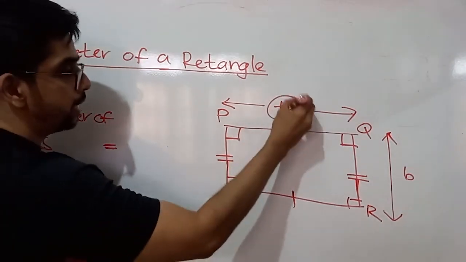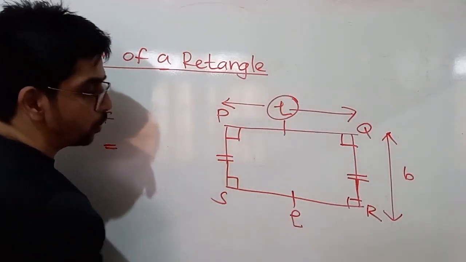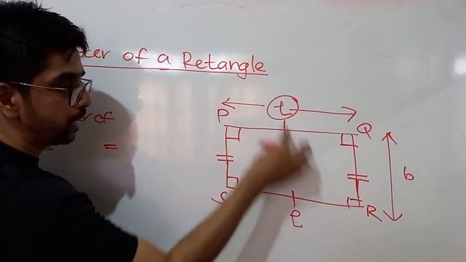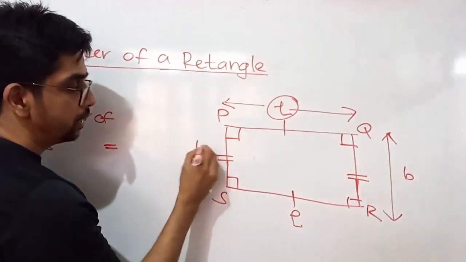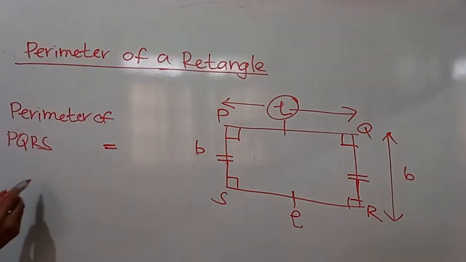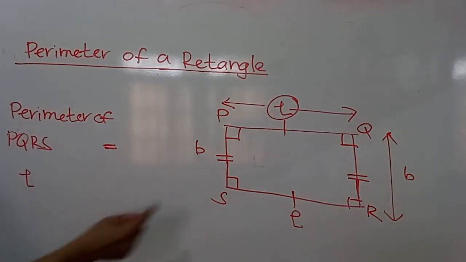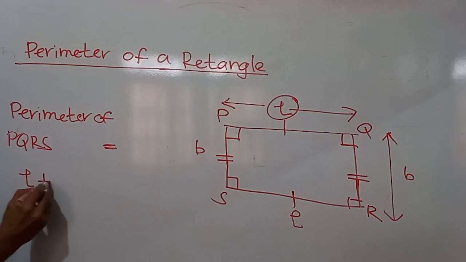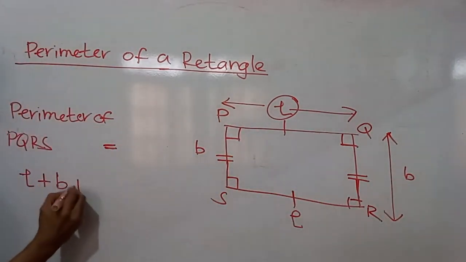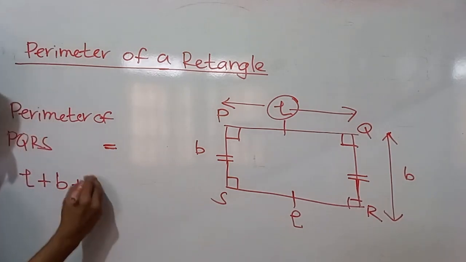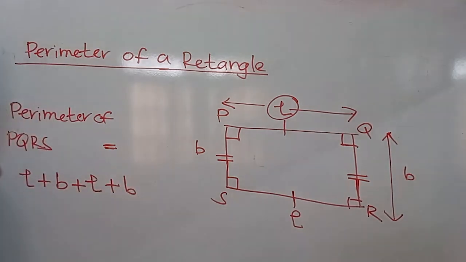If this side is L, this side is also L. Why? Opposite sides are equal in length. Same goes to B. If this side is B, this side is also B. So what will be the perimeter? We will start from here. L plus, then we have B plus again a L plus B.